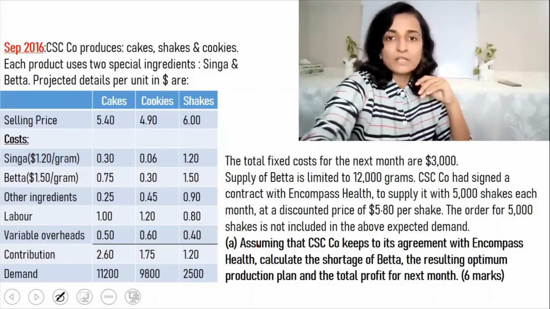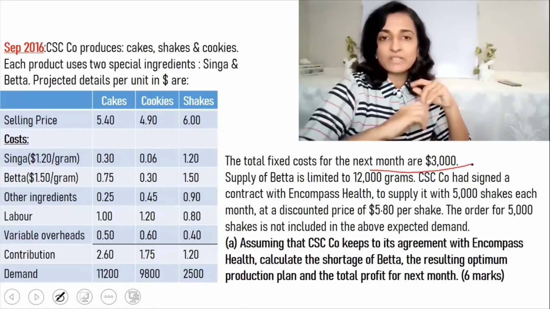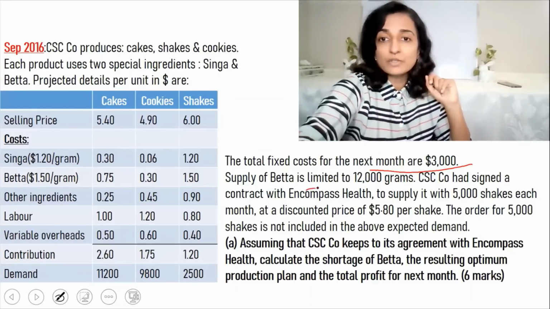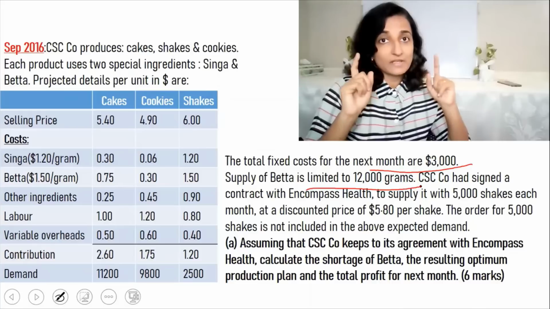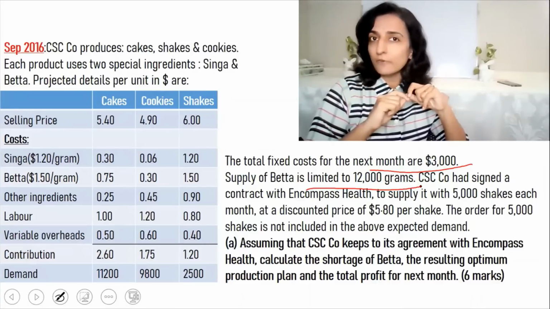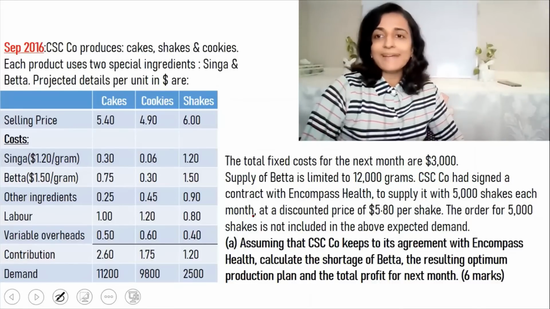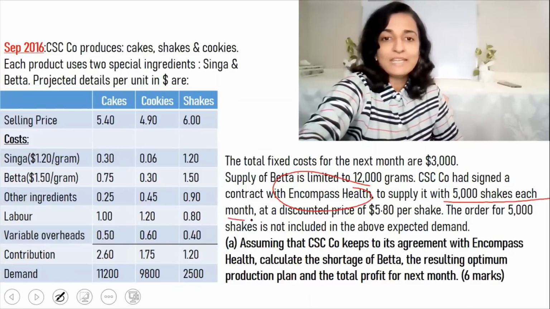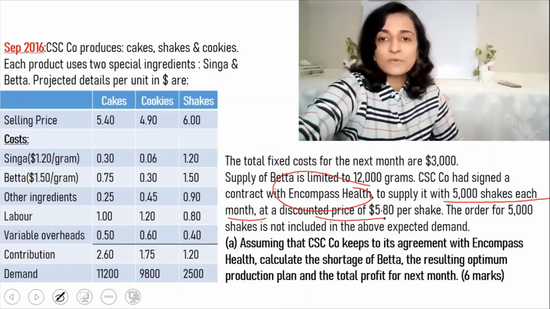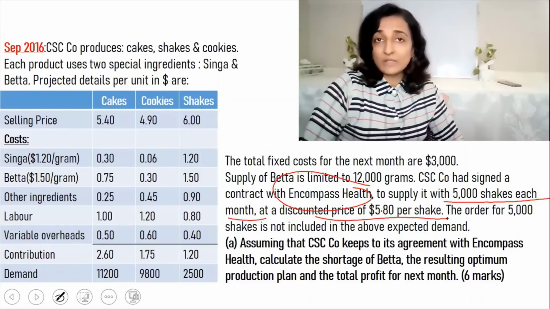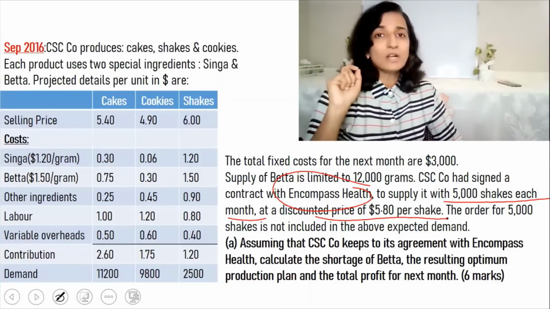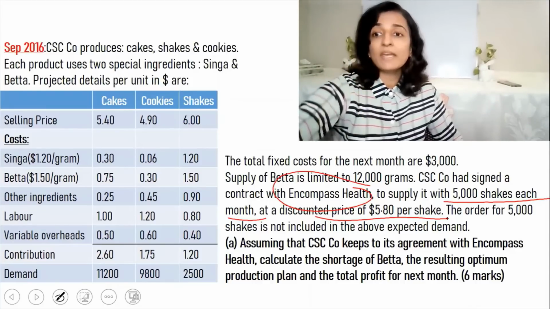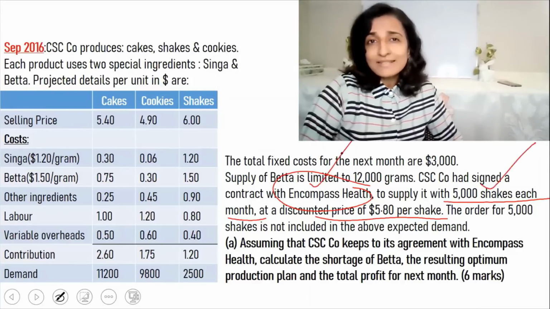Now, the total fixed cost for the next month are $3,000. Supply of Beta is limited to 12,000 grams. So we have a limiting factor for Beta. CSC company had signed a contract to supply 5,000 shakes each month at a discounted price of 5.8 per shake. Now, this is a compulsory contract, which means that whatever be the case, we have to supply 5,000 shakes. And what is the selling price?